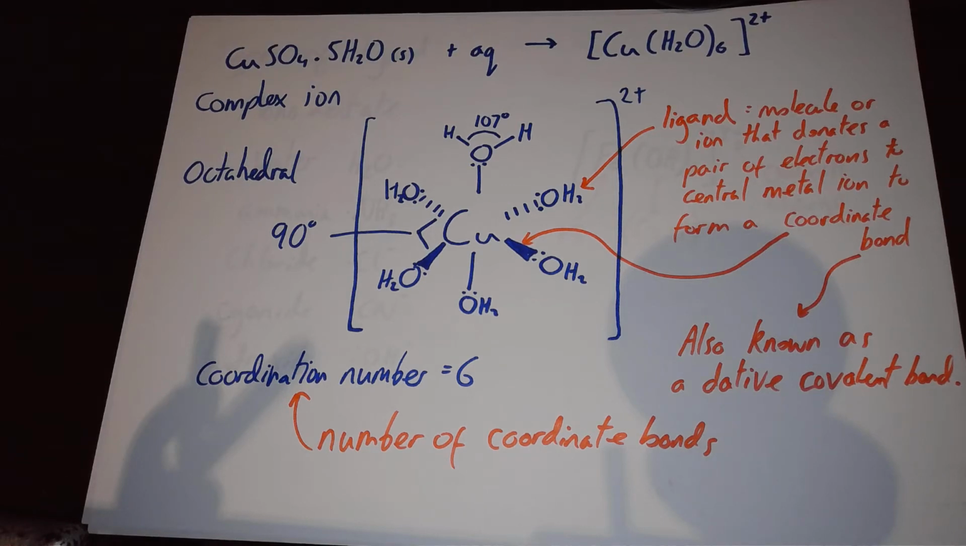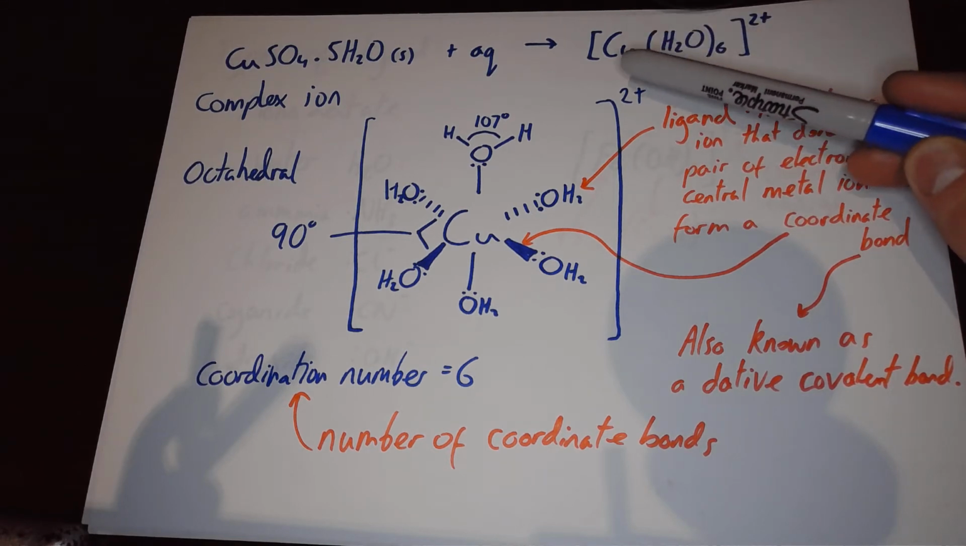So in this video we're looking at the formation of complex ions and the different types of complex ions that can form. So if you take copper sulfate, it's got 5 waters of crystallization, it's a solid, blue crystalline solid, and you dissolve it in water. Before we just said there's copper 2+ ions, but actually what we're forming is this ion here called a complex ion. And this is a copper with 6 waters actually covalently bonded to it.